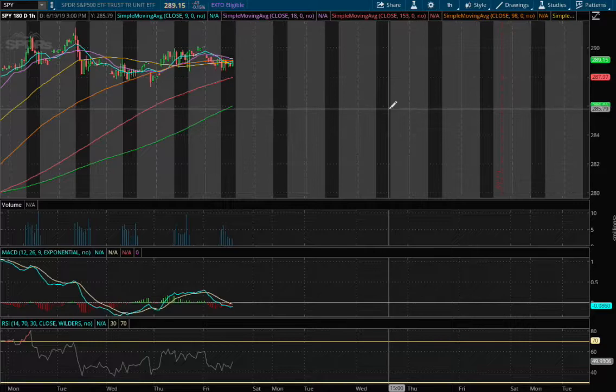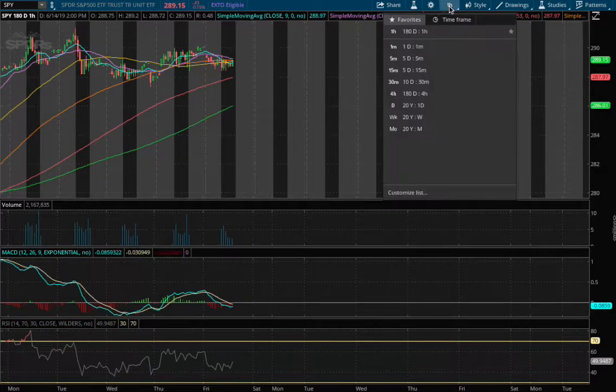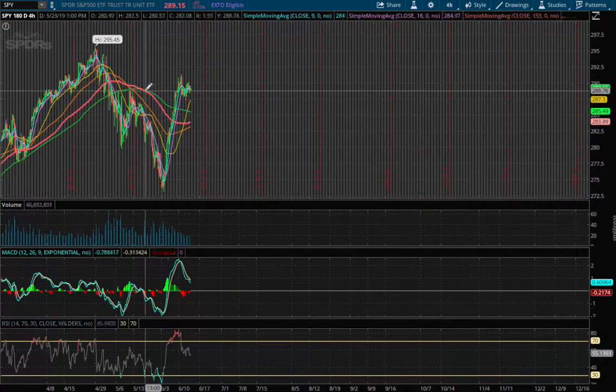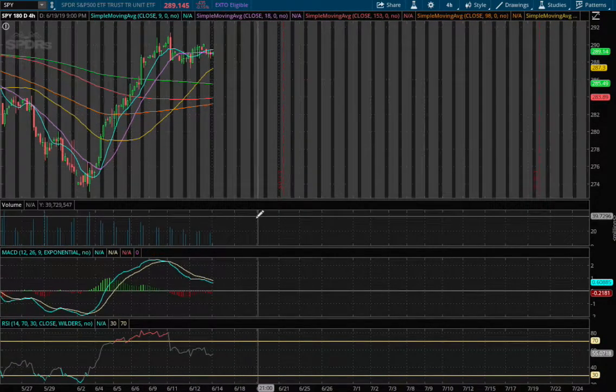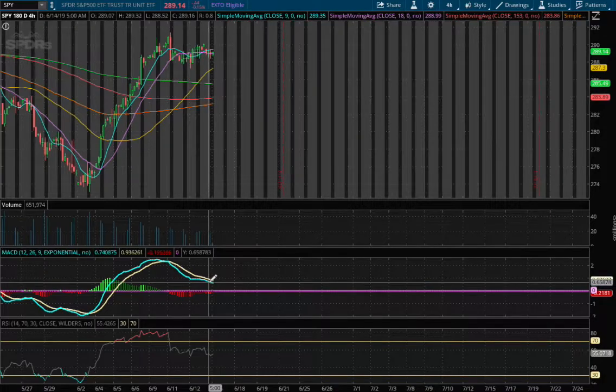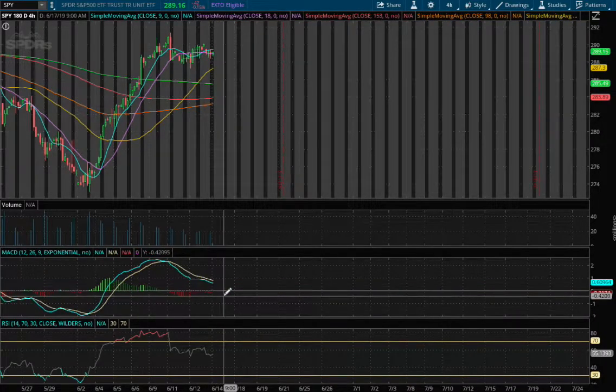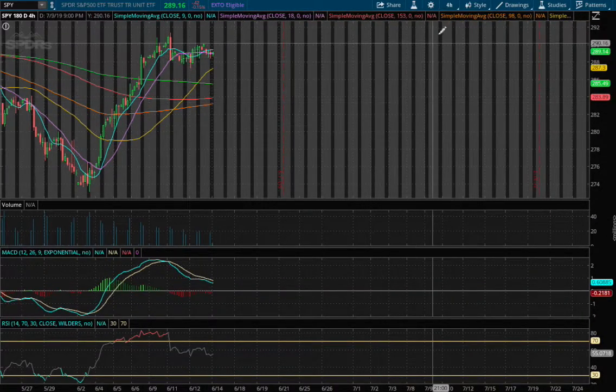I do see that happening for quite some time, and for the 4-hour chart, I do see the MACD pointing down as well and may possibly turn negative.